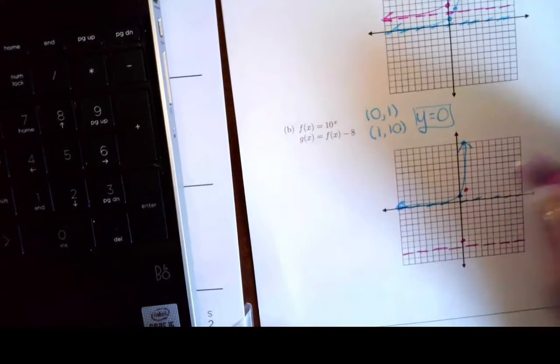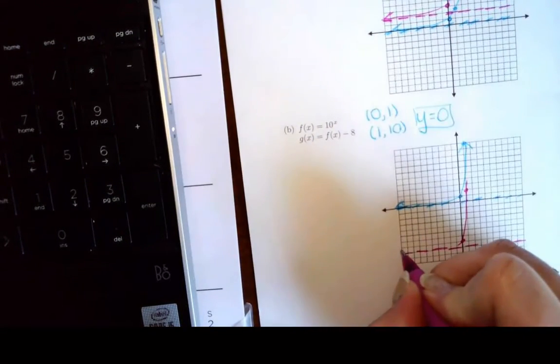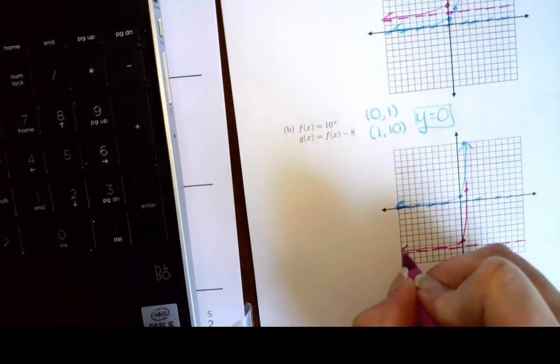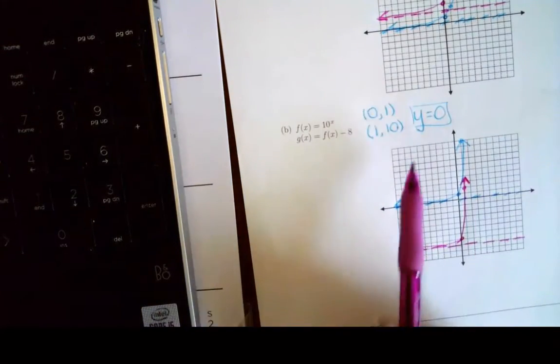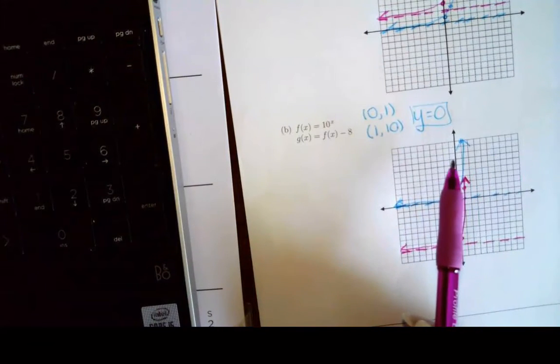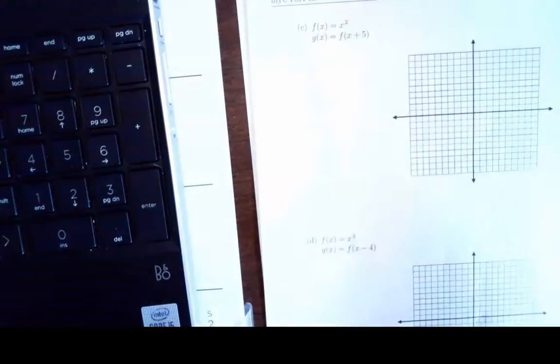So I have this point, and then I can connect those dots, points, okay? So that is what that graph would look like. The original function is the blue one. The transformed function is the pink one, okay? So let's do it again. We're going to find basic points, and then we're going to transform them.